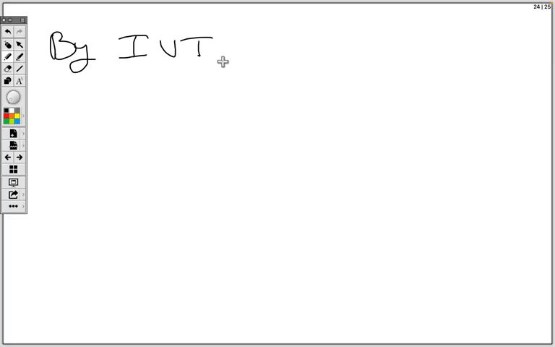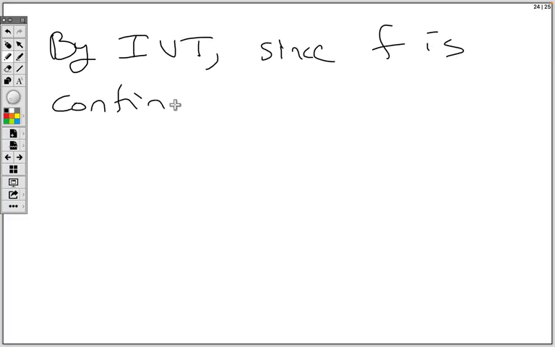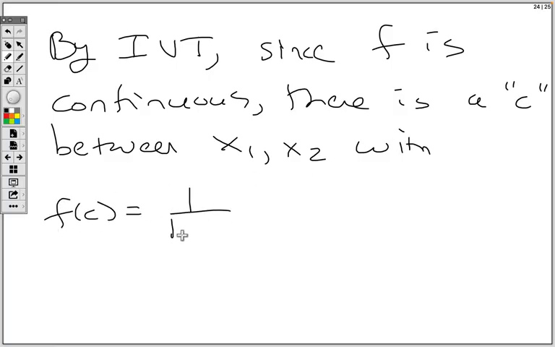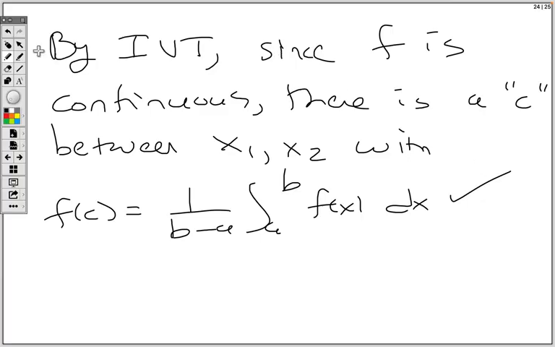So by the IVT, since f is continuous, that's what we're assuming, there is at least one value c between x1 and x2 with f of c equaling that intermediate value. And folks, there it is. That's the mean value theorem for integrals, courtesy of the extreme value theorem and the intermediate value theorem. So that'll do it for that proof.